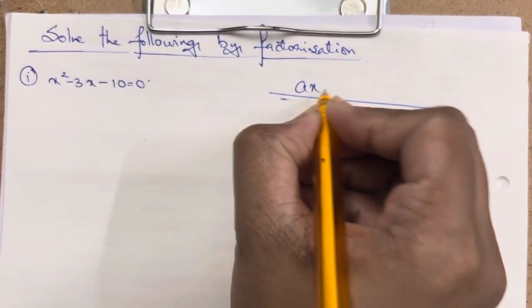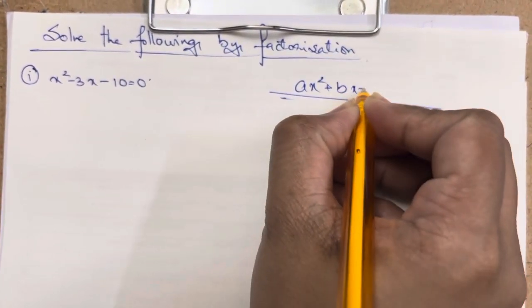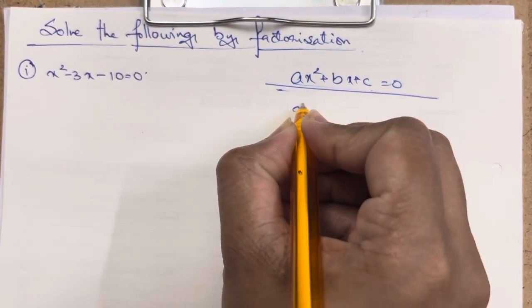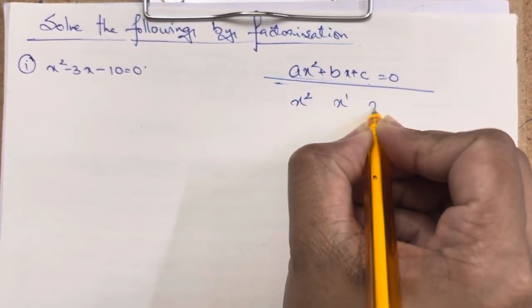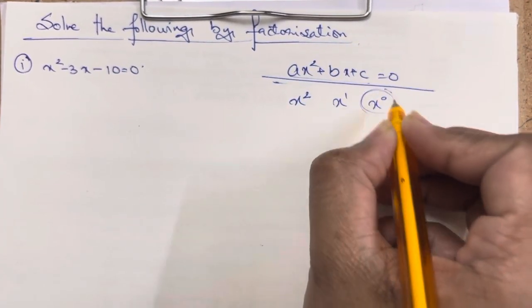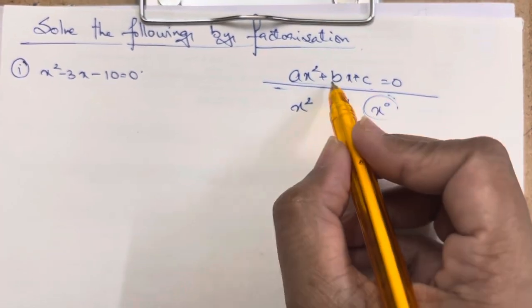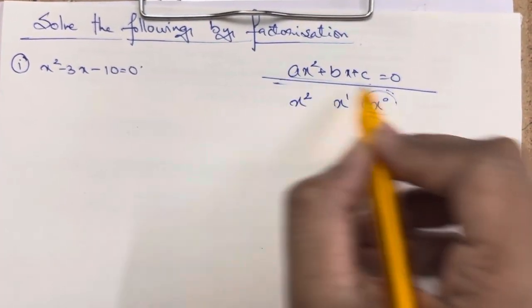It should be in the form of ax squared plus bx plus c is equal to 0. You can see that the powers of x are decreasing. There is x squared, x to the power 1 and x to the power 0. X to the power 0 will be 1, so here there will be no x. And there is only 1x here and 2x here. They should always be in this pattern.